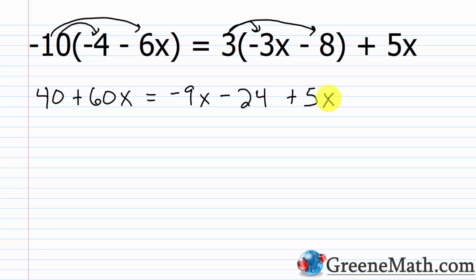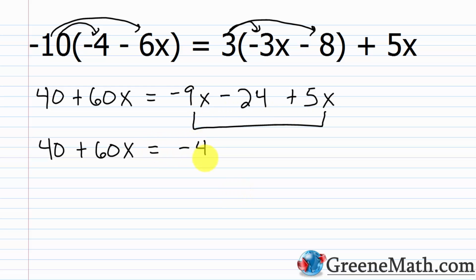Okay. So now I want to combine like terms. Nothing I can combine on the left. On the right, I can combine the negative 9x and the 5x. That's going to give me negative 4x. So I'm going to write this as 40 plus 60x equals, again, this will be negative 4x when I add negative 9x and 5x, minus 24.